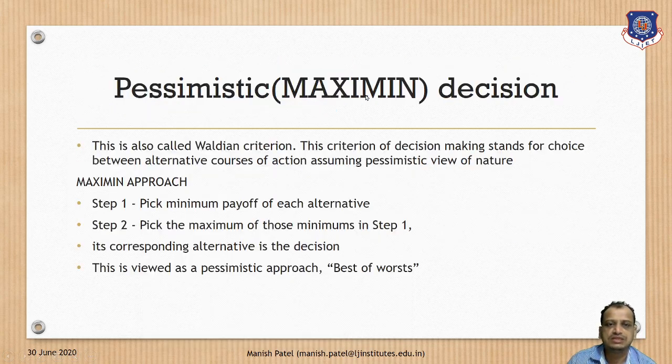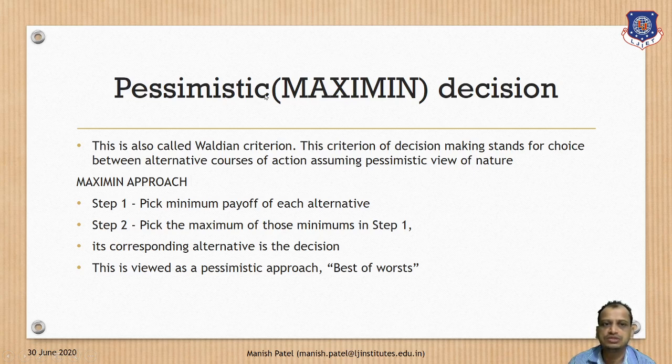What about the pessimistic criterion? It is the maximin decision making, also known as the Wald criterion. Here you assume a pessimistic view. The first step is to find the minimum payoff from each alternative. Whatever the payoffs are, you find the minimum one, starting from the right side. Out of these minimum payoffs, you then get the maximum.